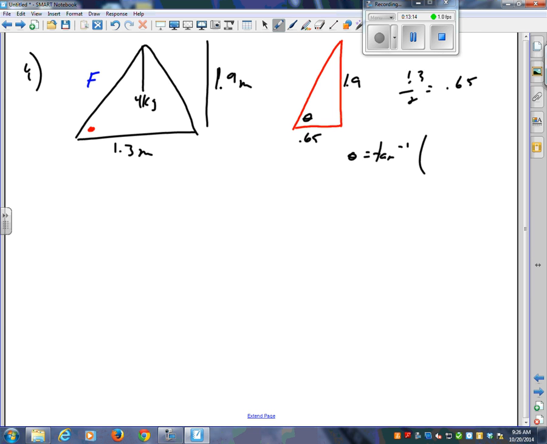So what's the angle? Inverse tan, right? Opposite over adjacent. 1.9 over 0.65. I get 71 degrees.